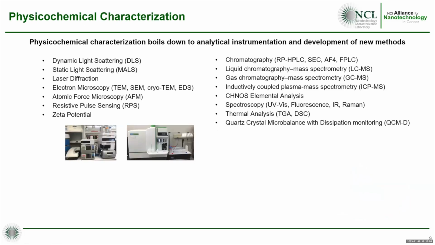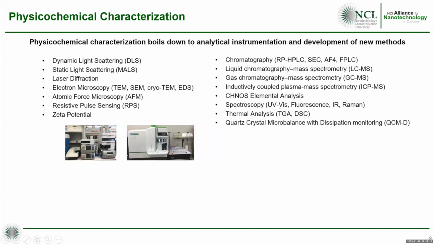Within our lab at NCL, I listed here all the different types of instrumentation that we have. You can see we have a nice range of instruments here. On the left-hand side, for the most part, these are all our sizing instruments. So we have DLS, SLS, laser diffraction, electron microscopy, AFM, as well as resistive pulse sensing. We have a whole suite of chromatographic separations, as well as mass specs, as well as spectroscopy.